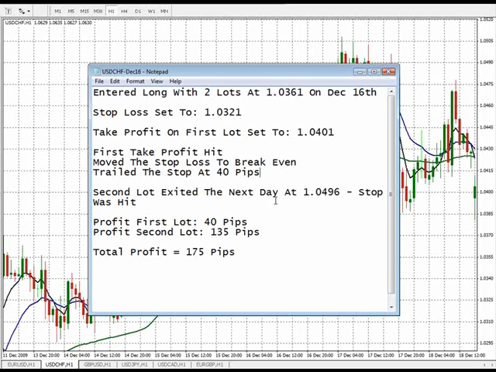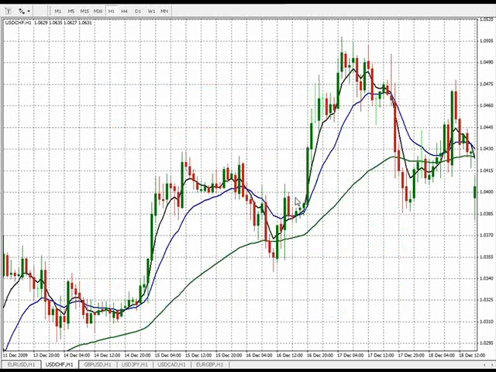The second lot was exited the next day at 1.0496. The stop was hit. It raised up to above the 1.05 level and dropped again. So then we have a profit of 40 pips on the first lot, 135 pips on the second lot, for a total profit of 175 pips. So very profitable trade, 175 pips in one day, and a good example of how to use this system for long trades.